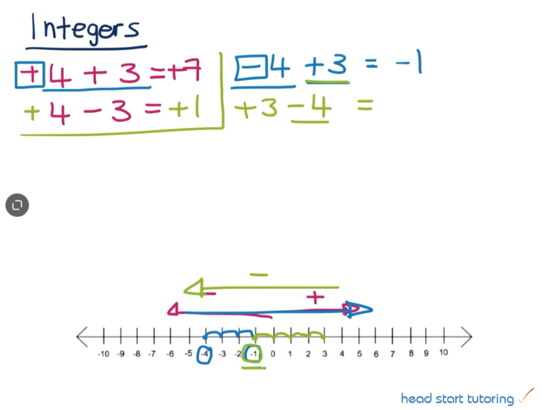So as you can see, what we can do is we can actually swap these numbers around as long as you remember to take the sign with it. So we can say positive 3 minus 4, or we can say minus 4 plus 3, and we will end up with an answer of negative 1 either way.